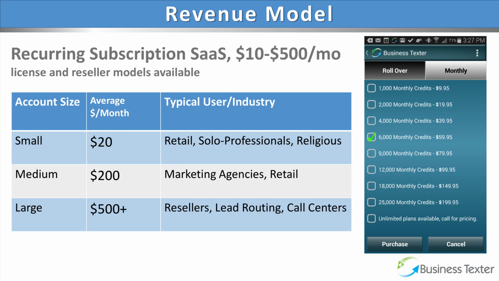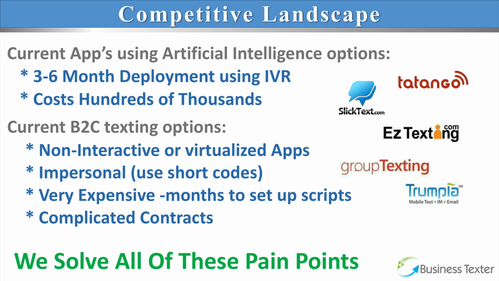White label and license opportunities add new revenues for SMS carriers and resellers. BT is now defined as the growth software productivity tool. Every business from retail to call centers gain efficiencies and stay lean. It can take 3 to 6 months and hundreds of thousands of dollars to deploy an artificial intelligence system, and that doesn't even include the impersonal, non-interactive texting systems that are very expensive and come with complicated contracts. We solve all these pain points.